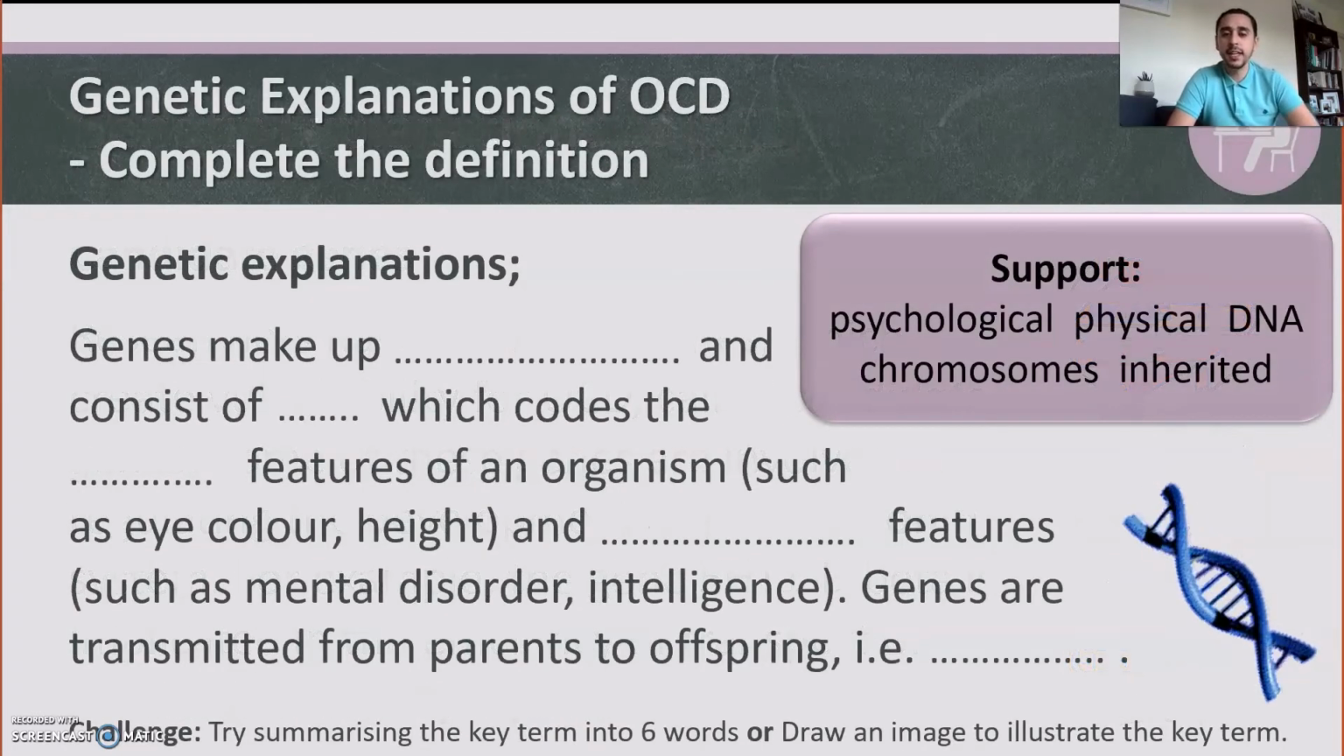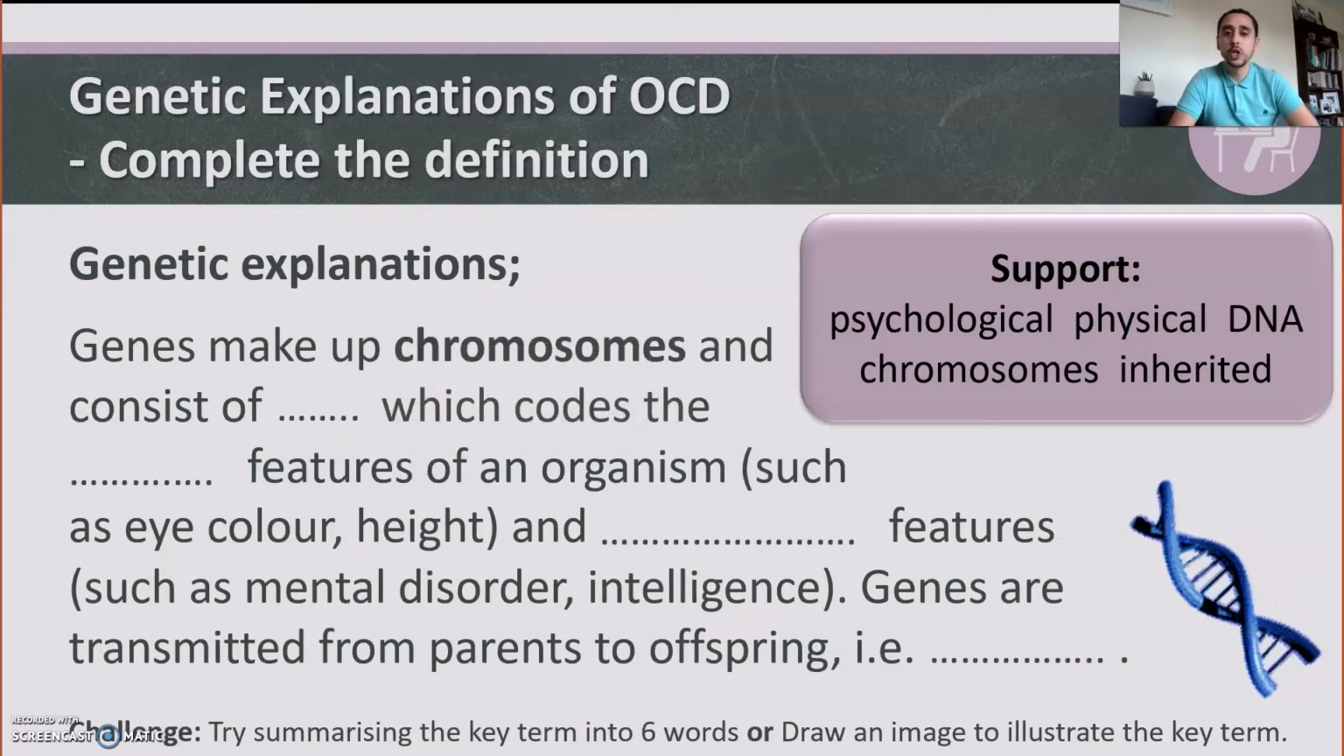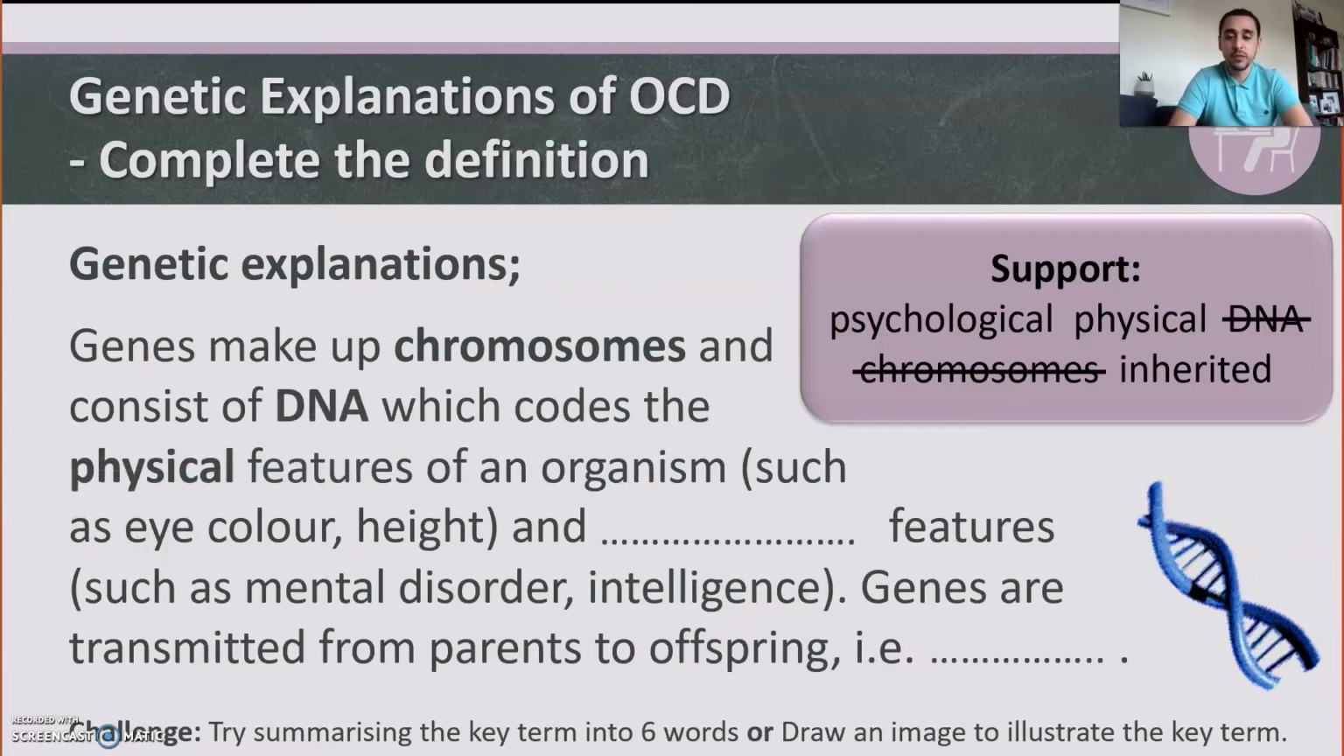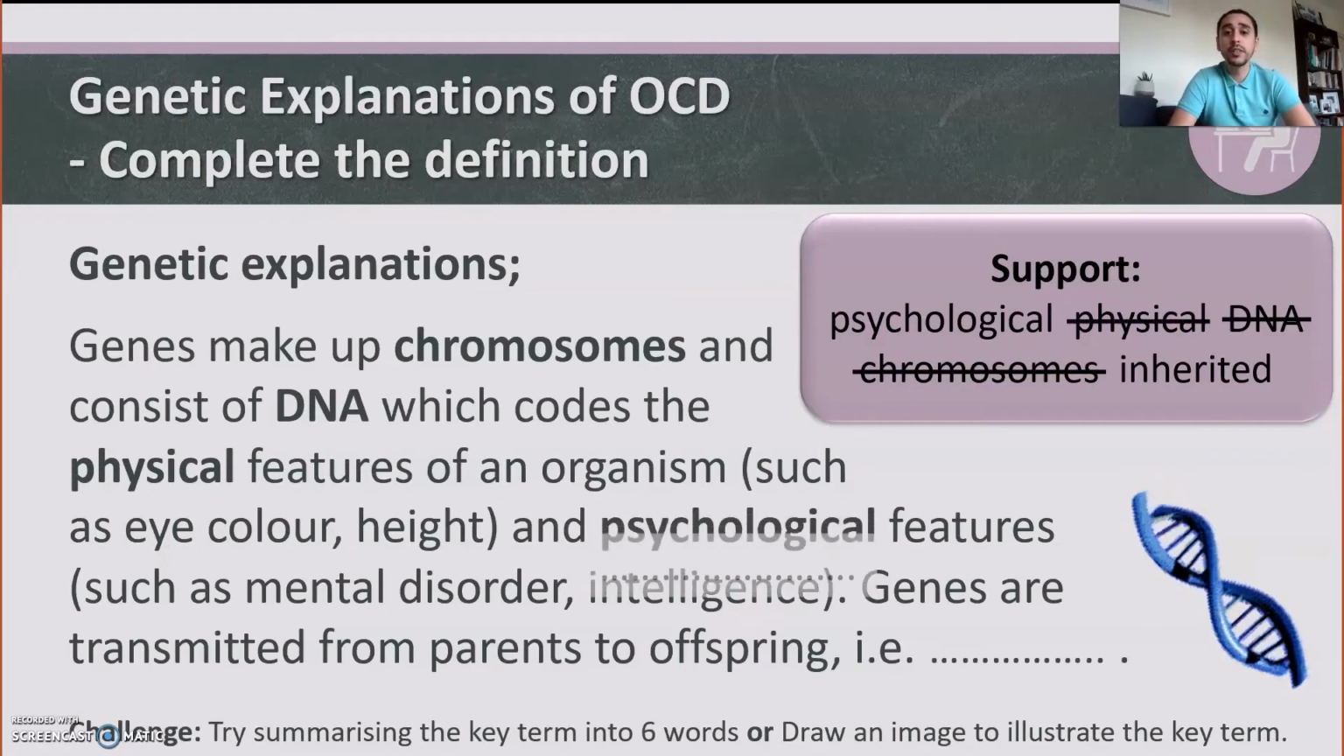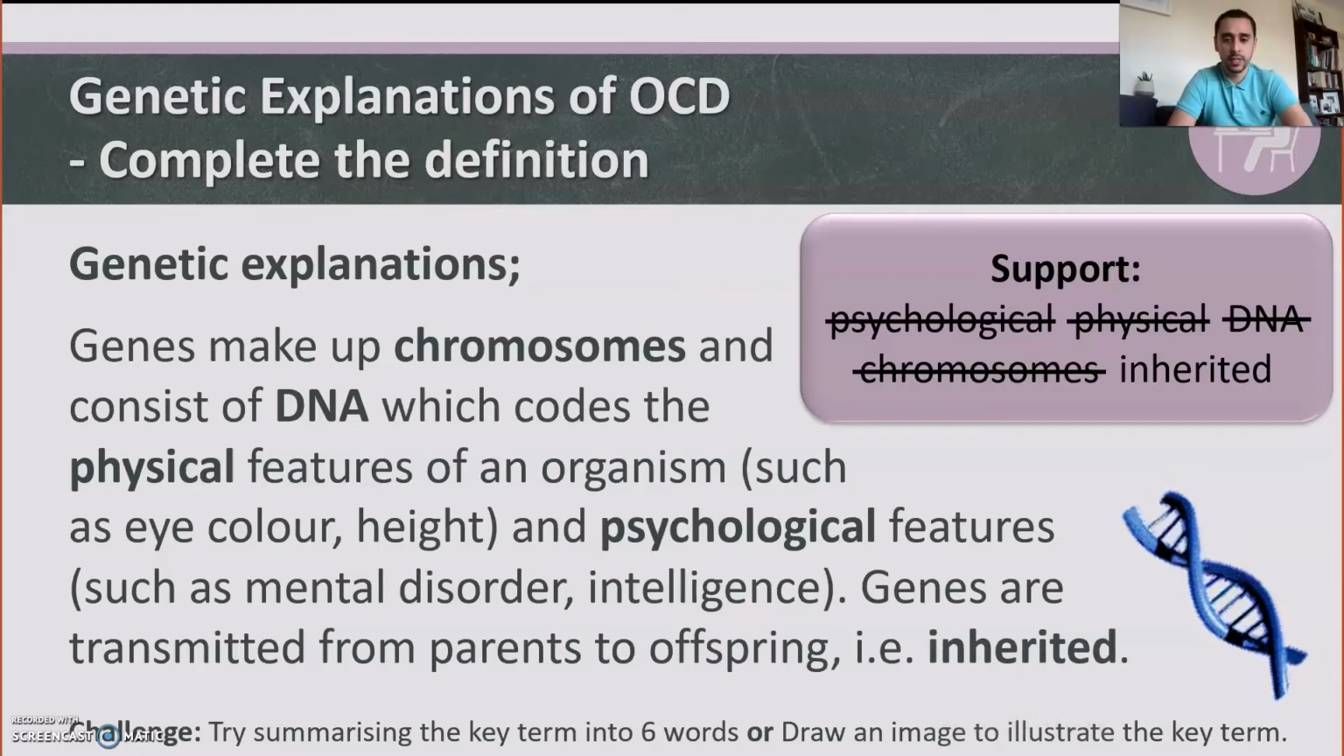So, genetic explanations. Genes make up what? They make up the chromosomes and consist of DNA, which codes the physical features of an organism, such as height and eye color, but also the psychological features, such as mental disorders and intelligence. Genes are transmitted from parent to offspring, i.e. they are inherited. Okay? So these are genetic explanations. What they suggest is OCD does have a genetic component.